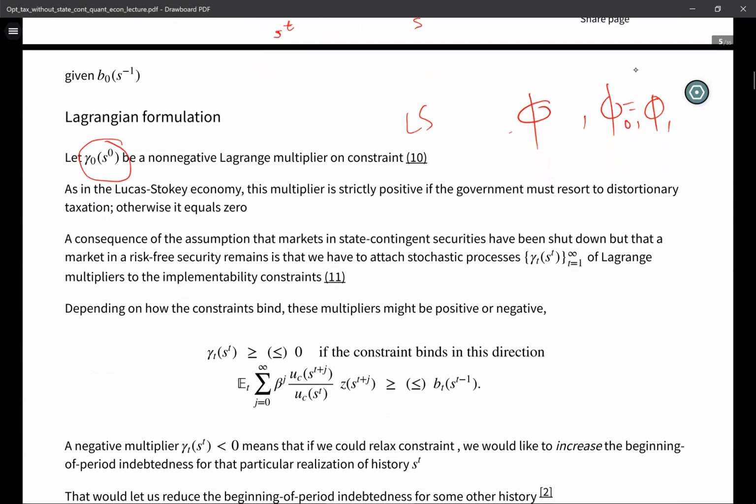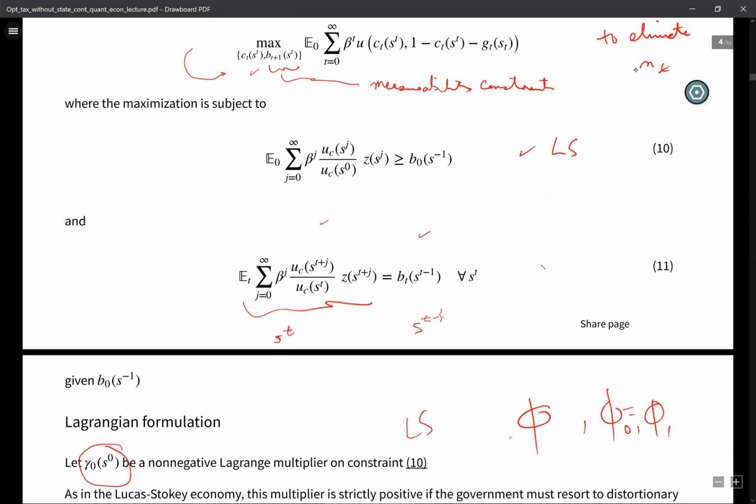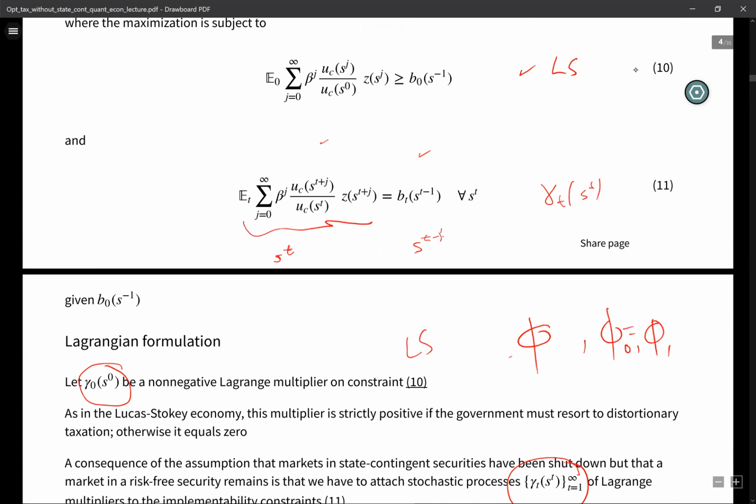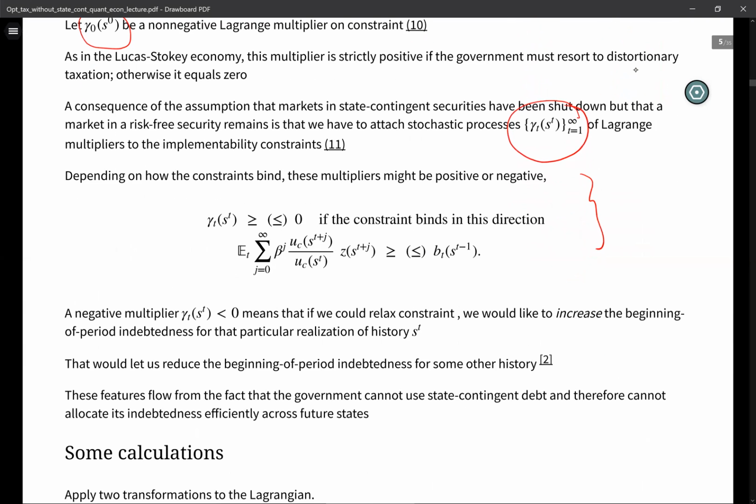But now we're going to have a whole stochastic process of Lagrange multipliers, and we're going to attach those to these. So we're going to put gamma t of s t on there. There are some technicalities, which you can read about, on whether or not those bind. For most of the things we're going to say, they are going to bind. They're going to be non-negative. There's some discussion of this in the chapter, but for now you could just think of them as binding.